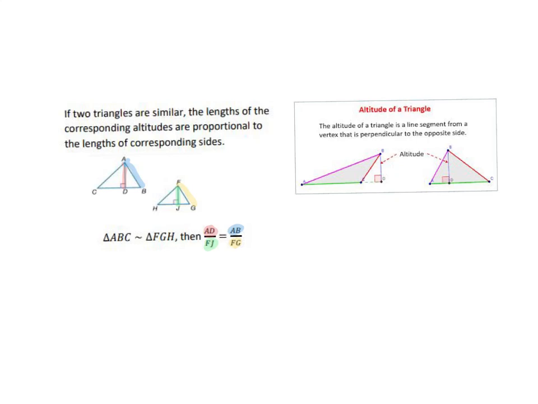All right, so up next we are going to look at special segments of similar triangles. And so the first one here, we're given if two triangles are similar, the lengths of their corresponding altitudes are proportional to the lengths of the corresponding sides. And so you can see here that we have the altitude proportional to this altitude and this side proportional to this side.